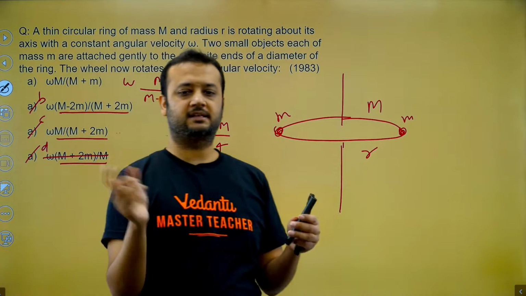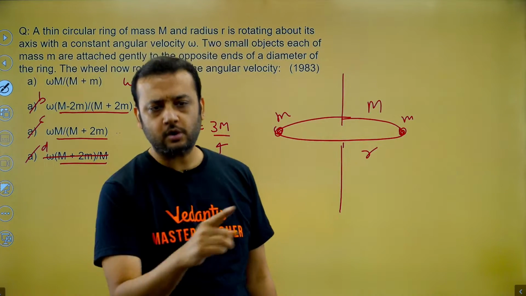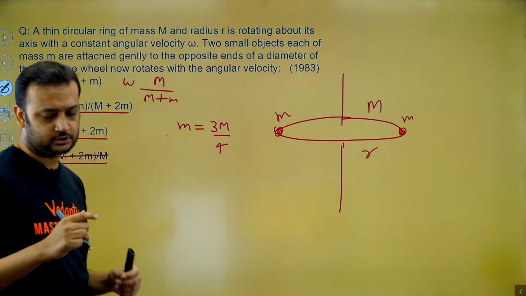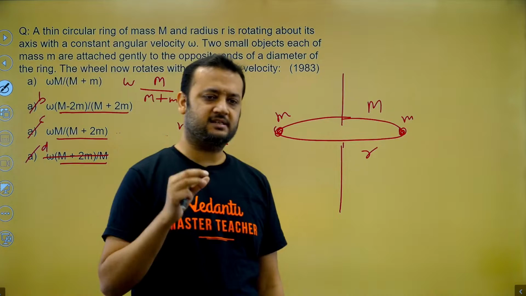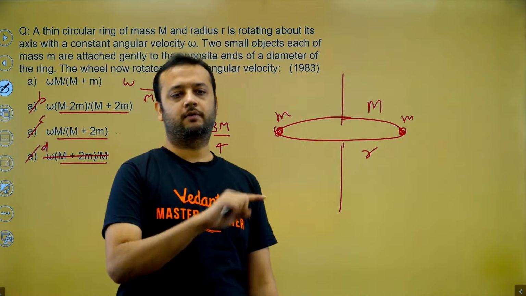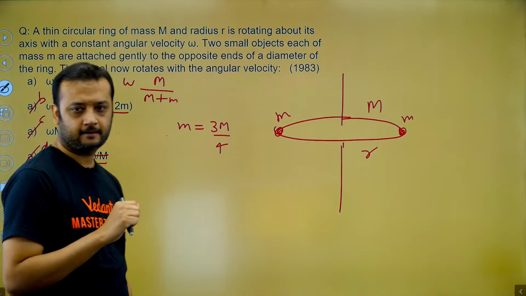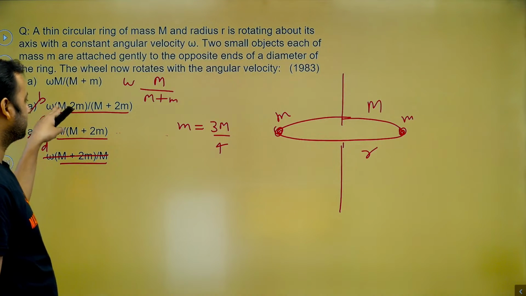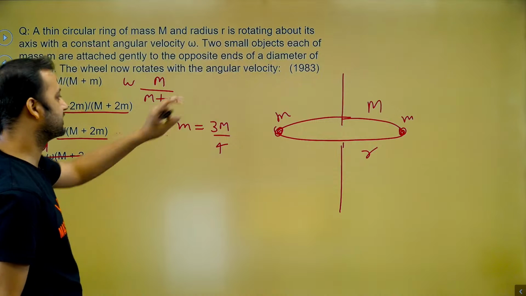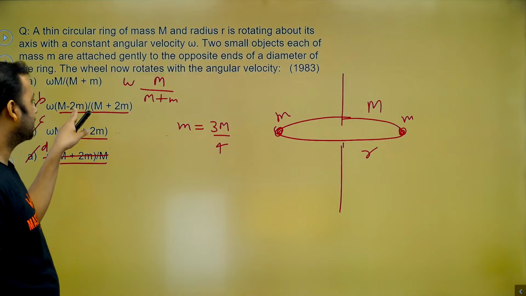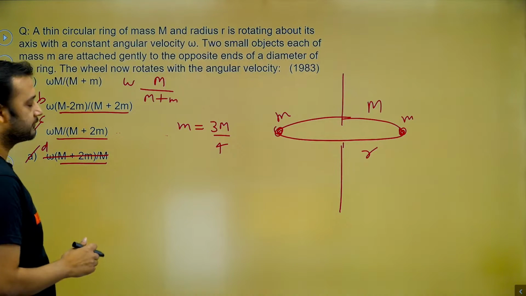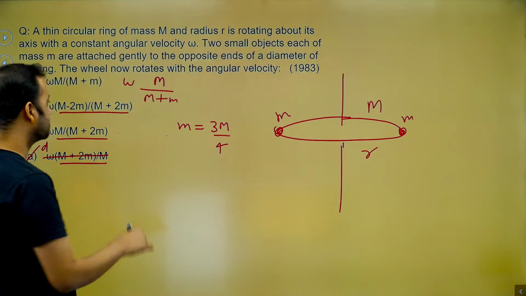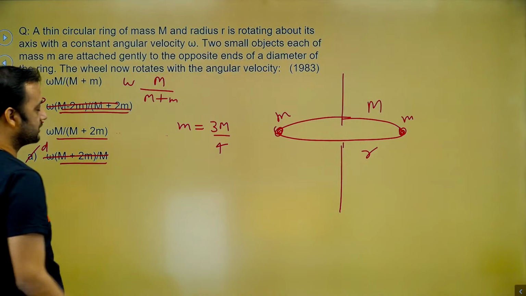If the disk is rotating like this and you attach two particles, it will keep on rotating in the same sense with some reduced angular velocity. So I am using this logic. It will not go in the opposite direction, right? So option B is saying that if, let's assume, any value of small m greater than capital M by 2, then option B will become negative, which is not allowed. So option B is not possible.